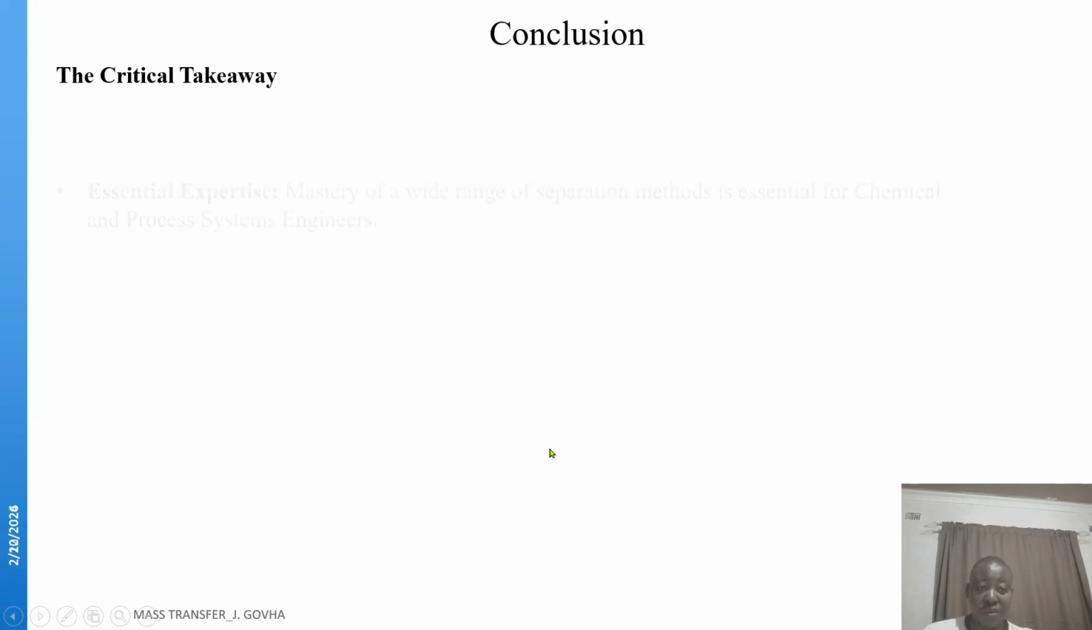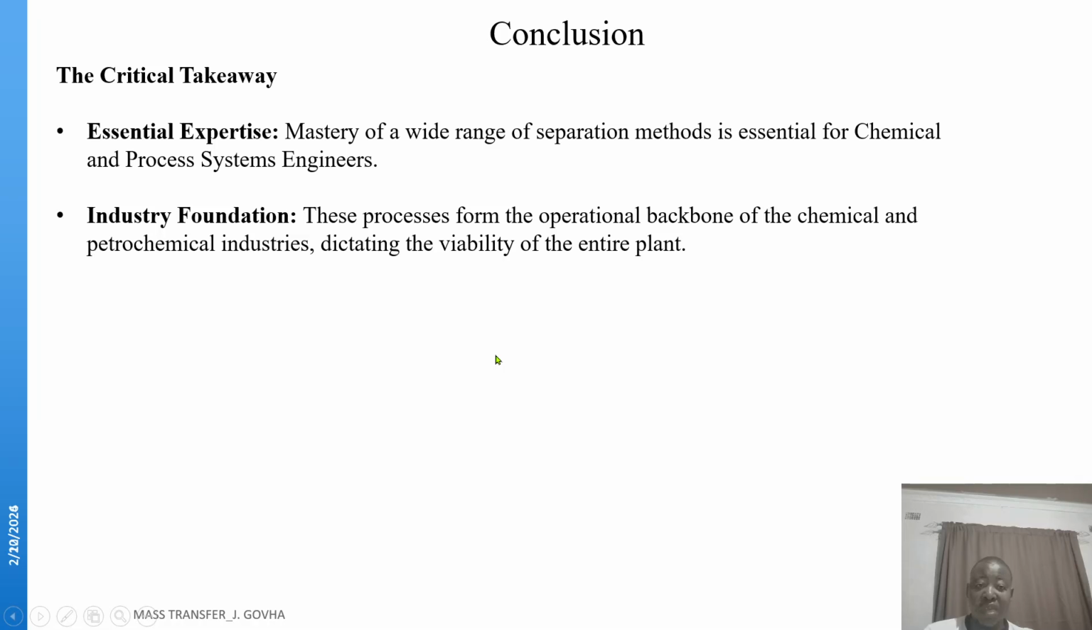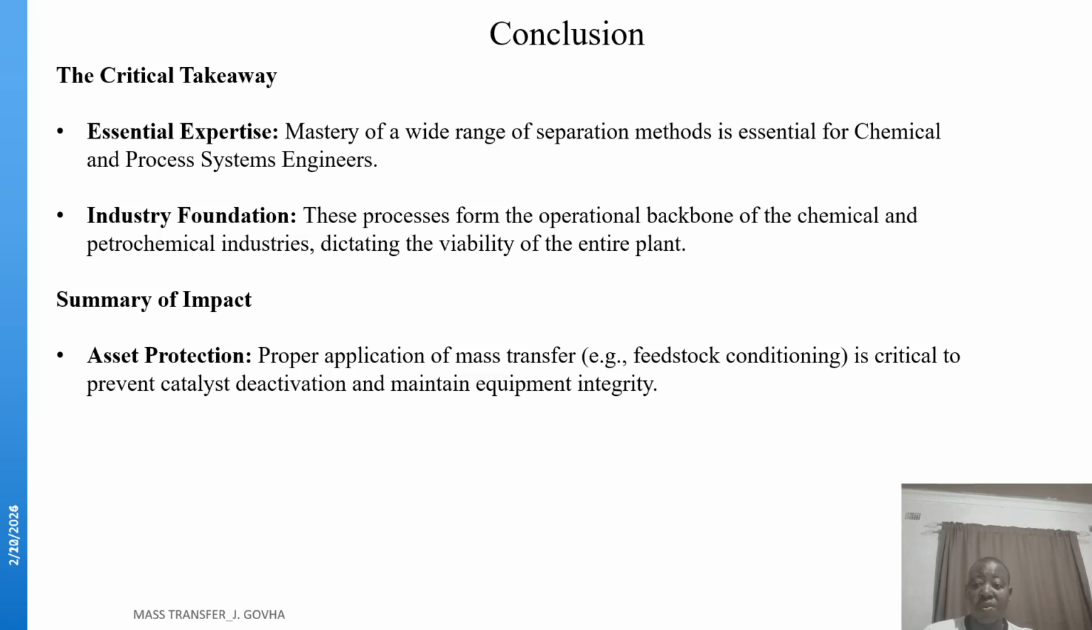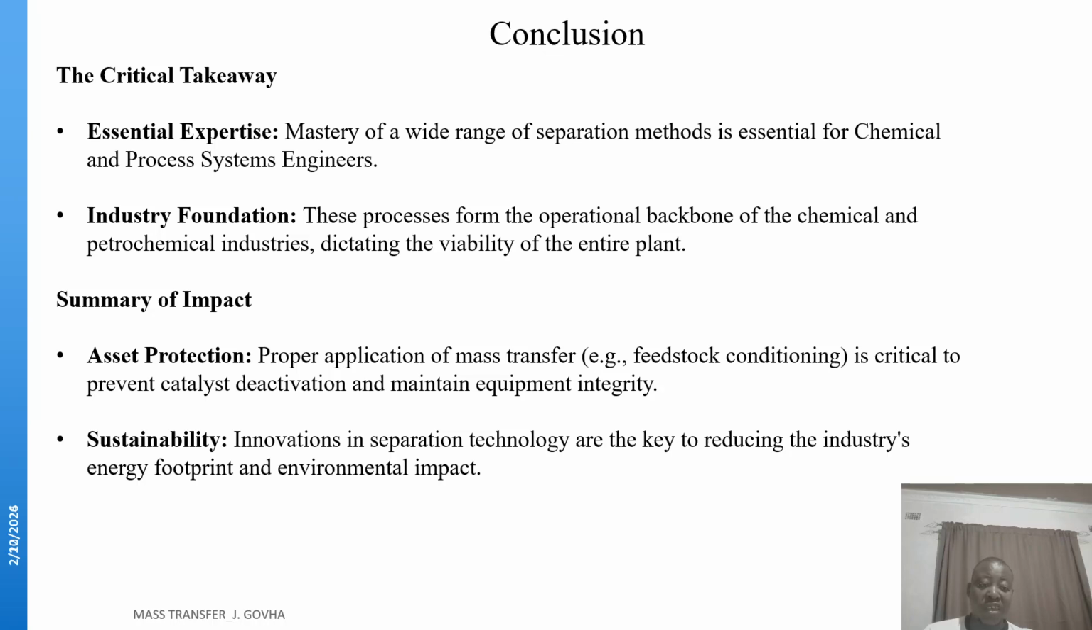So, in conclusion, it's important that as a chemical and process systems engineer, you have sound knowledge and expertise in separation methods as you do your day-to-day functions as an engineer. These processes form the operational backbone of the chemical and petrochemical industries, dictating the viability of entire plants.